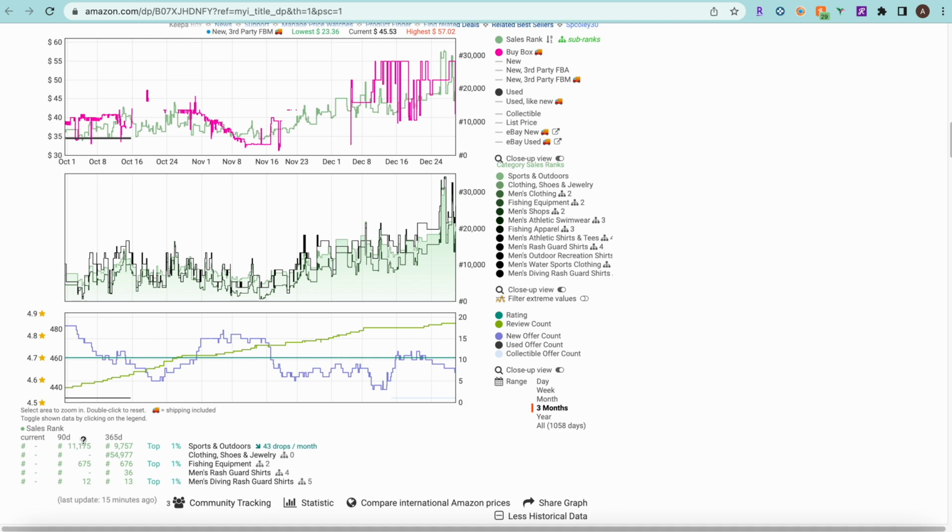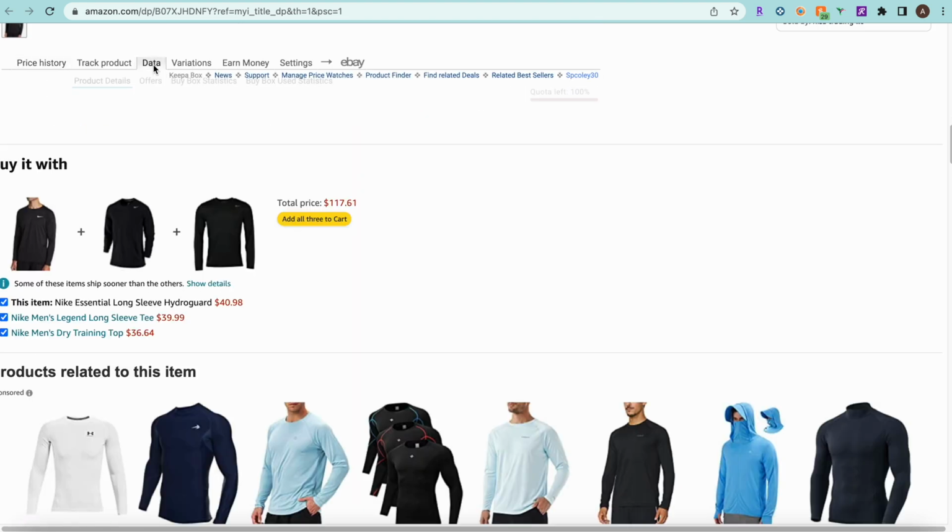At the bottom here, you can see the sales rank over time, something definitely good to look at. But in the sports and outdoor category, we're looking at, you know, in the last 90 days, an 11,000 rank, that's really good. Next thing we want to look at is the data tab.